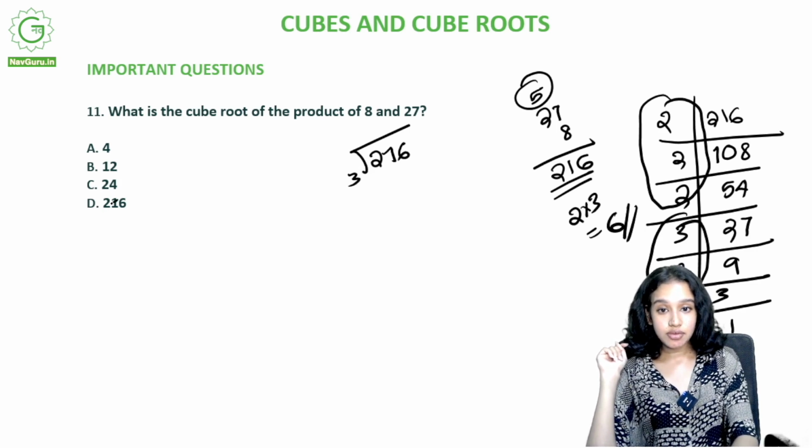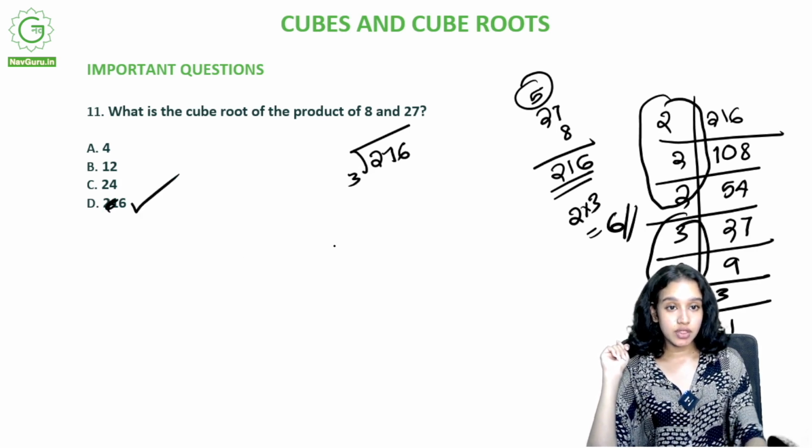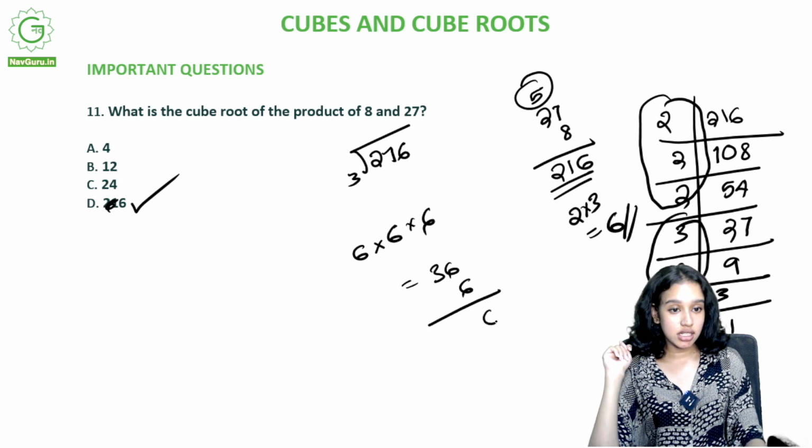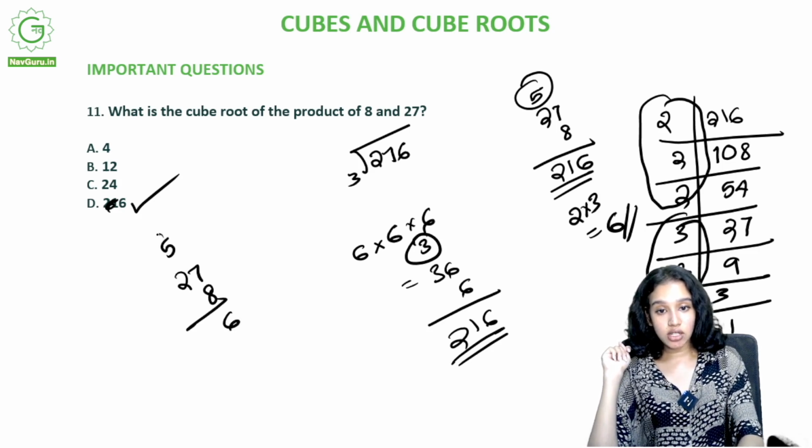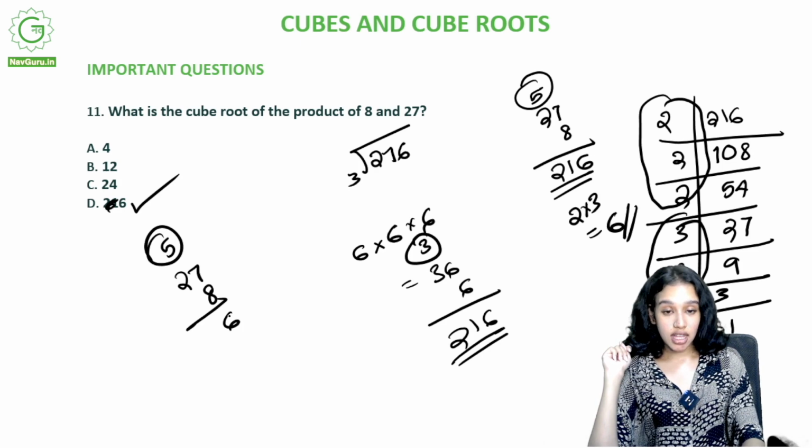So 6 is the answer. That is 6 into 6 into 6. We could see 6 6s are 36, 36 into 6: 6 3s are 18 and 21. Again 27 into 8, 8 7s are 56, 8 2s are 16 and it's 216.